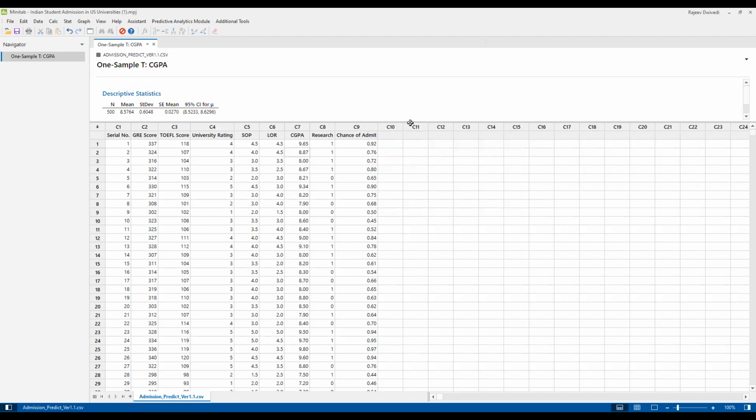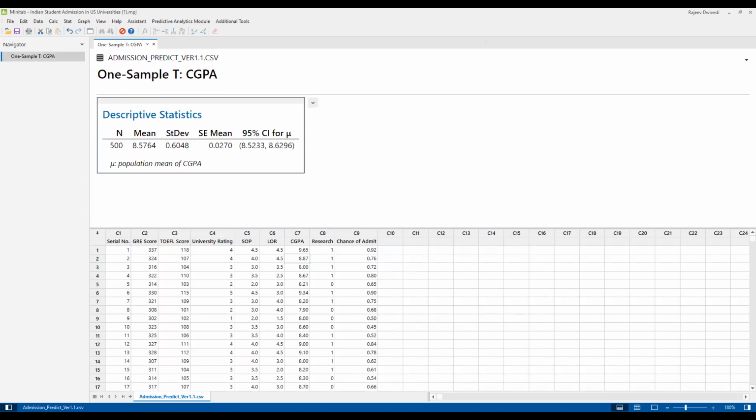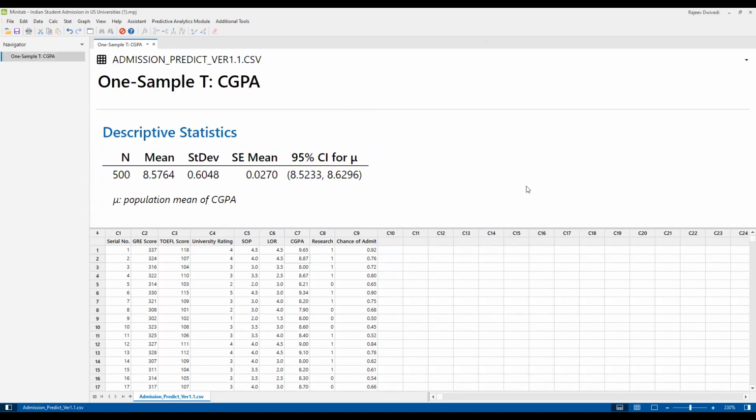Now you can see, we got the answer right here. And now I'm going to explain this answer. Here you can see the mean is 8.57. This is the mean GPA of all 500. 95% confidence interval for mu. You can see the symbol is for the population. 95% confidence interval for the population mean, and here you can see 8.52 to 8.629.